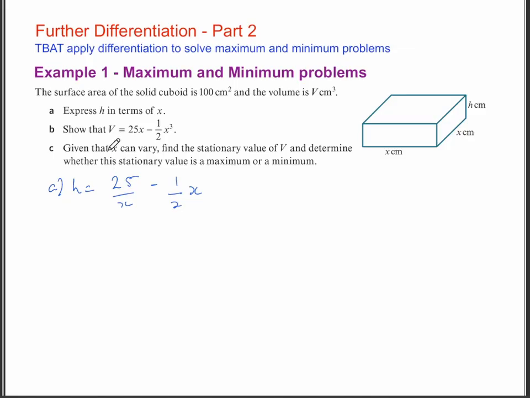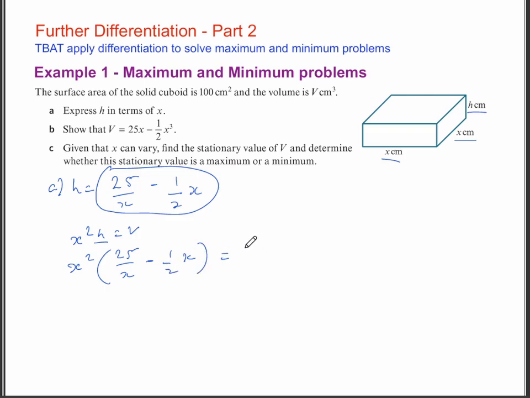Now on to b, we're told to show that the volume v is equal to 25 times x minus a half times x cubed. So here the volume is just going to be x squared times h, right? So x squared h is equal to v, but we know that h is this thing right here in terms of x. So we can just have x squared times (25 over x minus a half x), which is going to give us 25x minus a half x cubed, and that is going to be our volume v. So that's part B done.